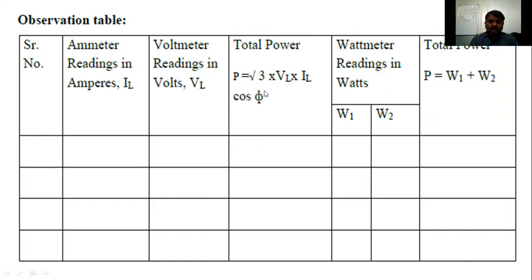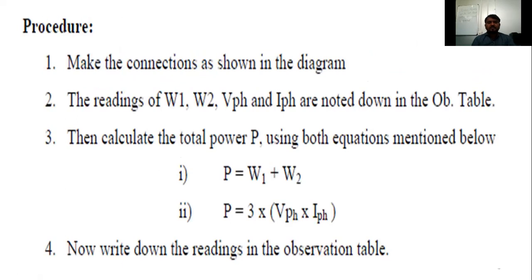We have calculated IL, VL. This root 3 is already a constant, and cos phi is unity power factor, so 1 we can add here. So you can calculate this power here. This power should be equal to this power. W1 plus W2 should be equal to this 3-phase power here. That is what we have to show here. Verification.